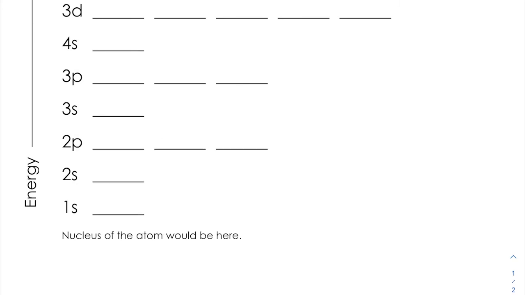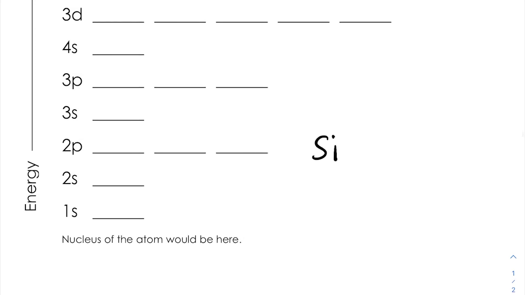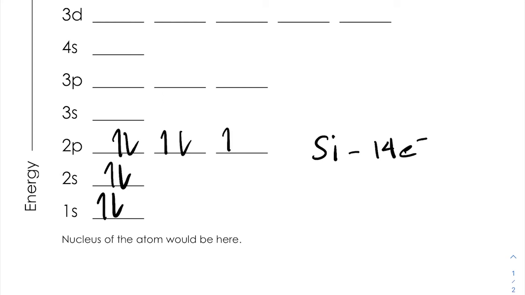Good enough. Okay, so let's try something small, like let's say silicon. So first thing is you want to find out how many electrons are in silicon. You look at the periodic table and you say, oh, silicon has an atomic number of 14. So that means 14 electrons. And I'm going to use the chart and fill this up with 14 electrons. So I go 1, 2, 3, 4, 5, 6, 7, 8, 9, 10, 11, 12, 13, 14. Okay, and I've used all the rules.